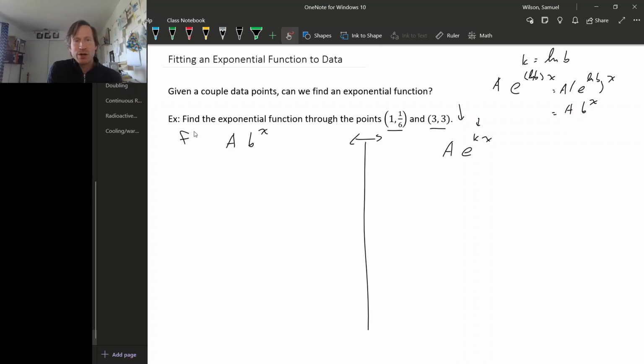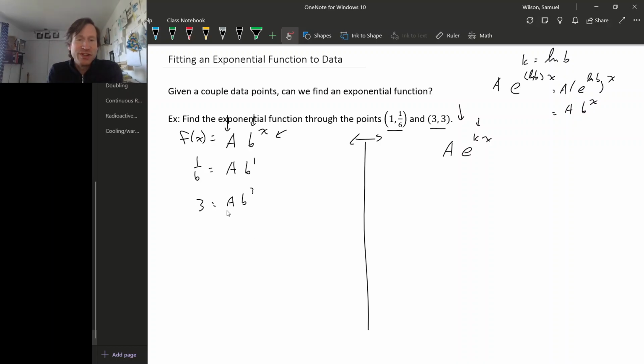So let's use the one on the left to start with. Anytime you have data points and you have a form for a function in mind, you can always get equations for the unknown constants. Right here, x is the variable. We need to find a and we need to find b. We can always get equations to solve if we just plug in these data points. So if we plug in the first data point, 1 and 1/6, the output is 1/6 and the x value is 1, so this is a times b to the first. I do the same thing for our second point, and we get 3 equals a times b to the third.